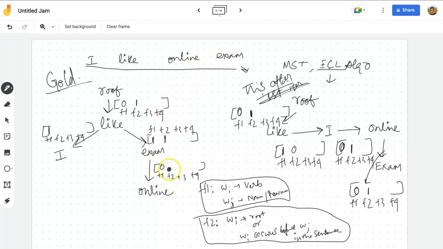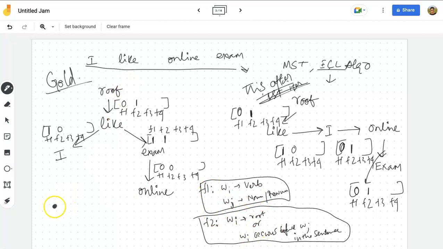Exam to online will be false because exam occurs after online. And like to I is also false, because like occurs after I. So the feature 2 calculation is also over.